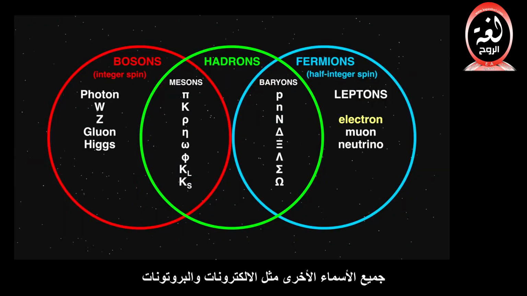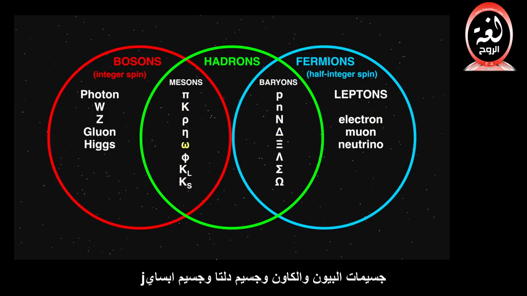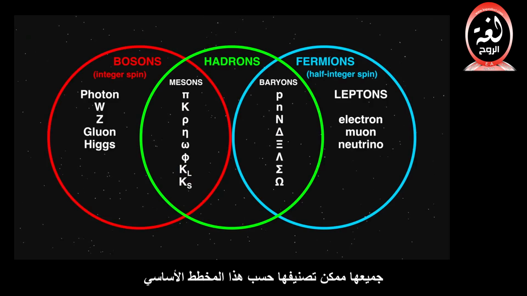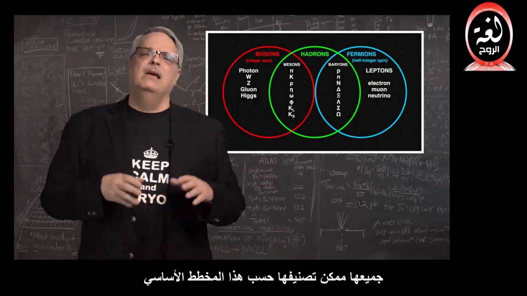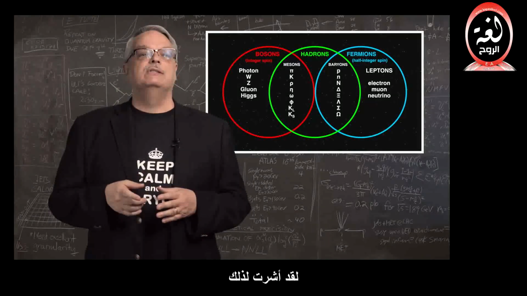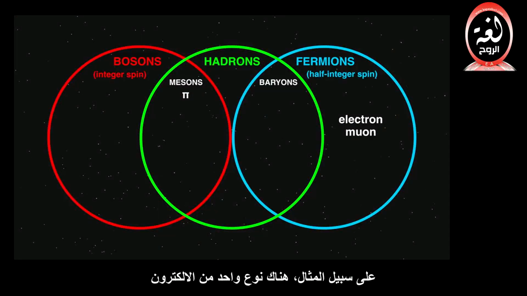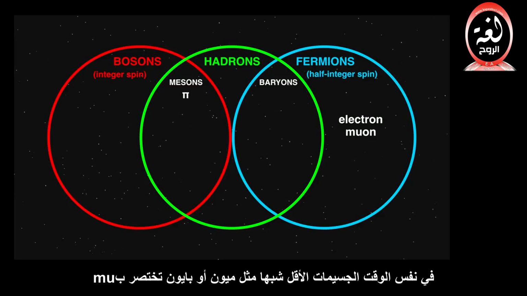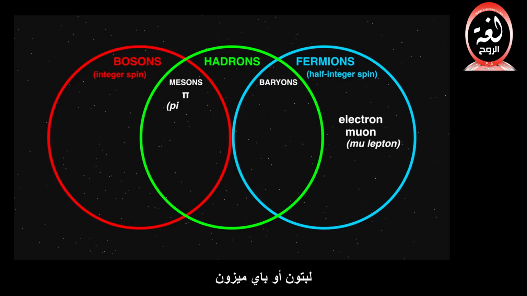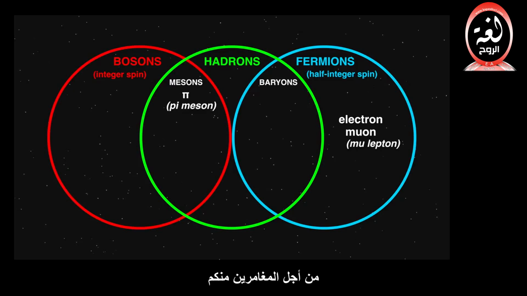All the other names, things like electrons, protons, neutrons, neutrinos, pions, kaons, delta particles, J/psis, etc., can all be classified by this basic diagram. It's also probably important to remember that these particles I just mentioned are all examples of specific particles, not general ones. For example, there's only one type of electron. And even the less familiar particles like the muon and pion are contractions of mu lepton and pi meson. Keeping separate in your mind the specific particles and general ones is key to understanding this whole subject.